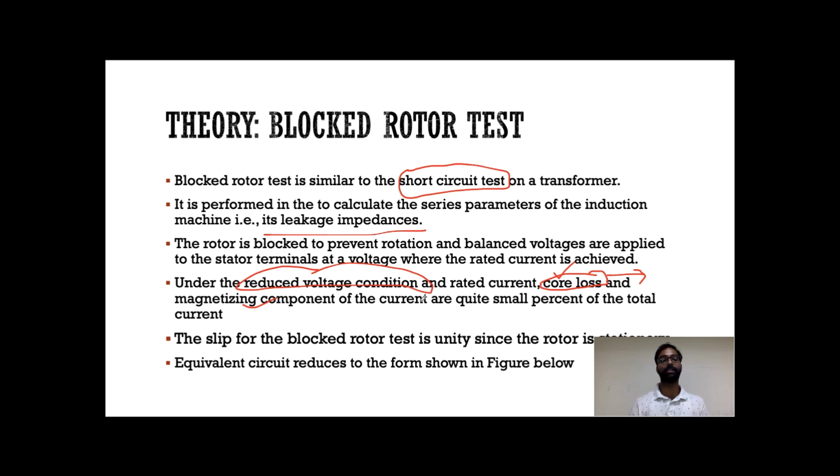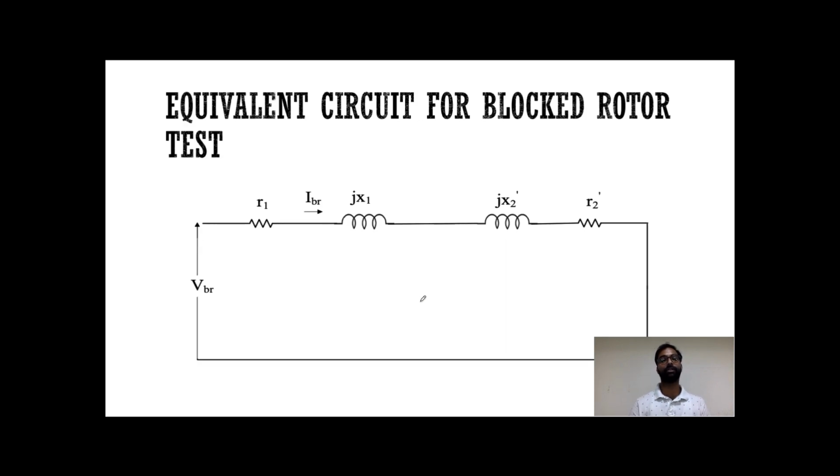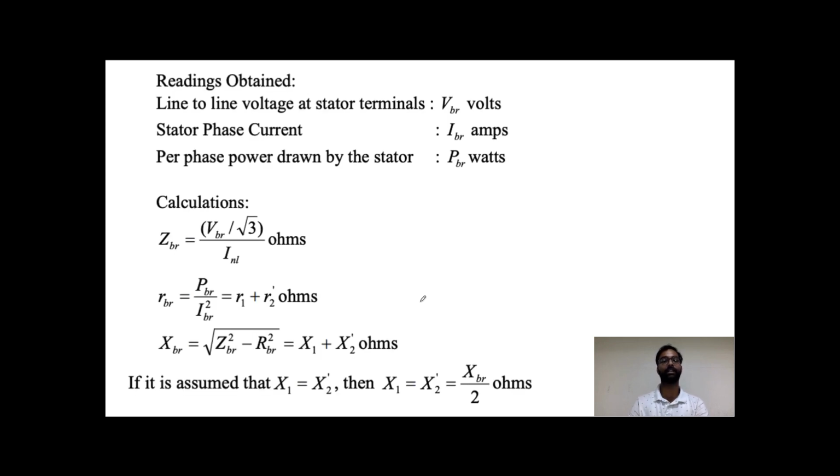So what will the slip of the motor be? Slip will be equal to 1. Why will the slip be equal to 1? Because the speed is 0, so the slip will be equal to 1. The equivalent circuit reduces to the form shown in the figure. Here is the figure for the equivalent circuit. Since we are neglecting the shunt branch parameters because of the reduced voltage, they have very little effect on the motor. So we will take only the series parameters, and once we take the readings, we will be able to find them out.